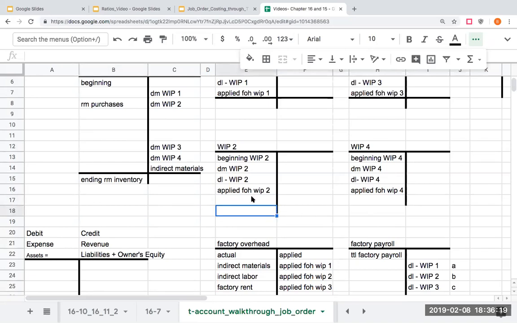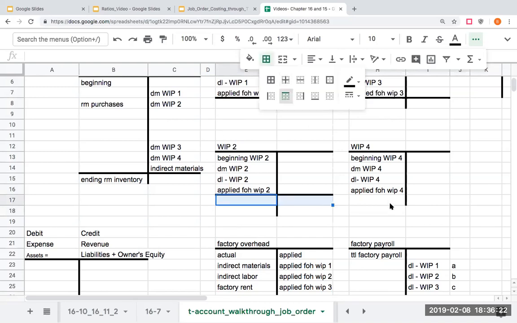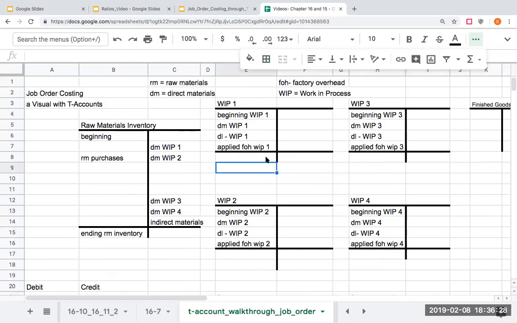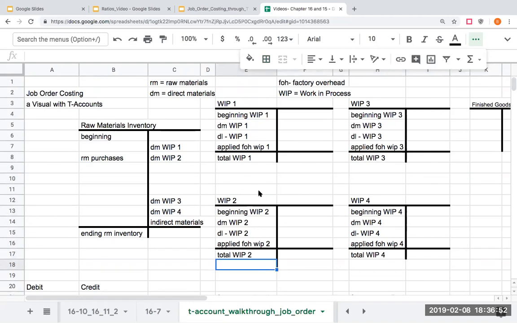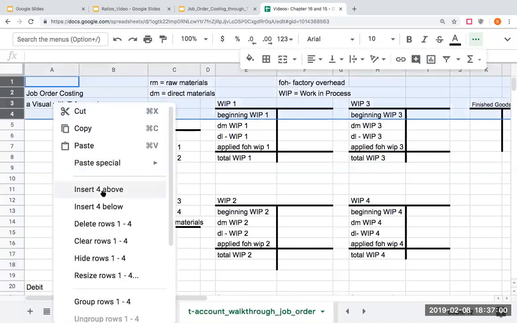So what I'm going to do now, once I've done this part here, is go through and total these up. So my total WIP 1, total WIP 3, this is going to be my total WIP 2, and this is going to be my total WIP 4. Now, at this point in time, I've done all of this part. The next thing I would have to do is figure out where these different balances go. And this is where the problem needs to tell me some additional information.